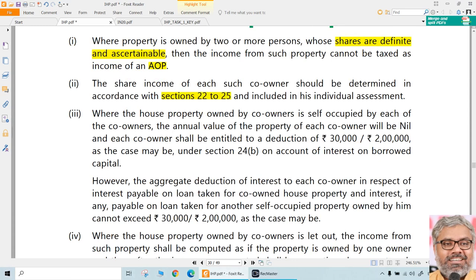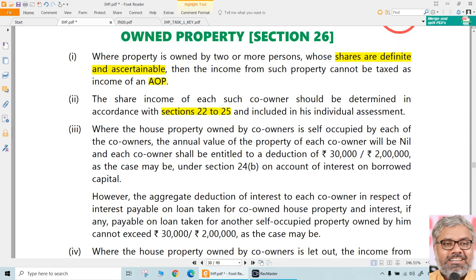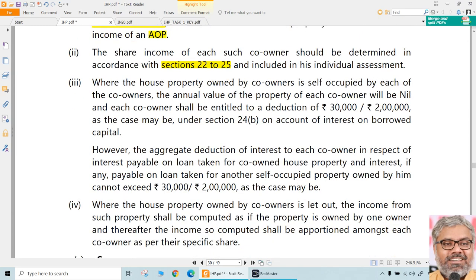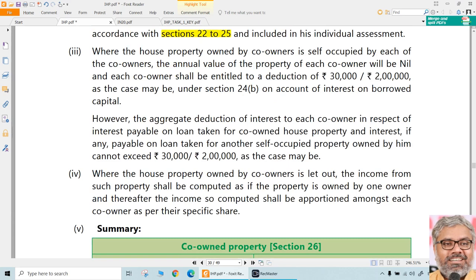That is part of the individual assessment only. But what if the shares are not determinable? No problem. We will not determine as individual assessment. That will be treated as AOP, that is association of persons, assessment of which we don't do. We do only individuals assessment.